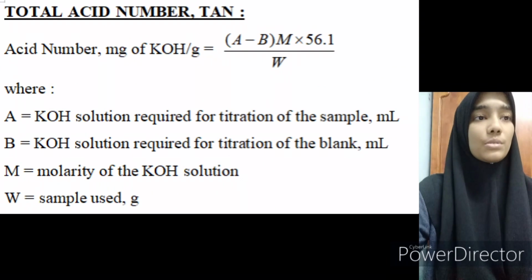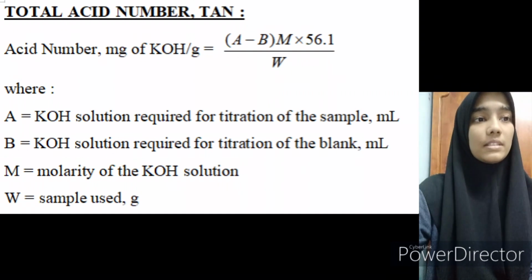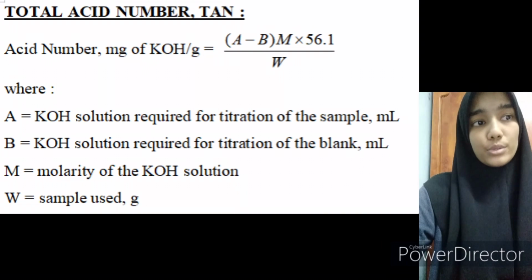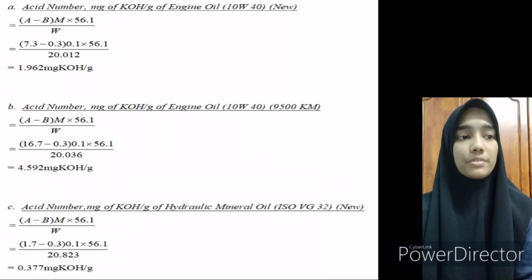To find out the total acid number, we take A minus B, times the molarity of the potassium hydroxide solution, times 56.1, and divided by the weight of the sample used. By using the formula given, we will find out the total acid number for all those 5 types of sample.